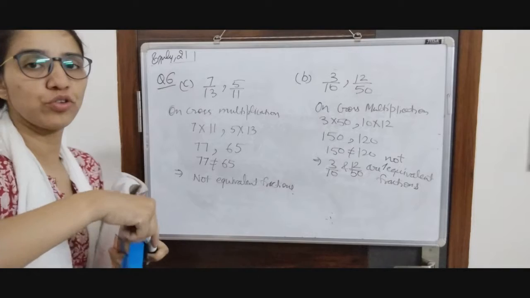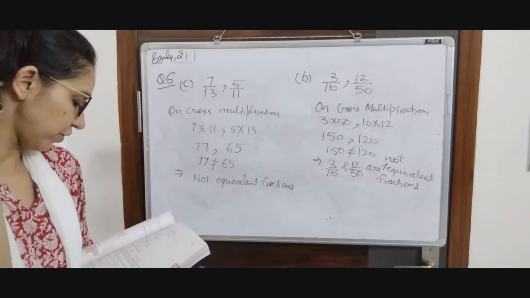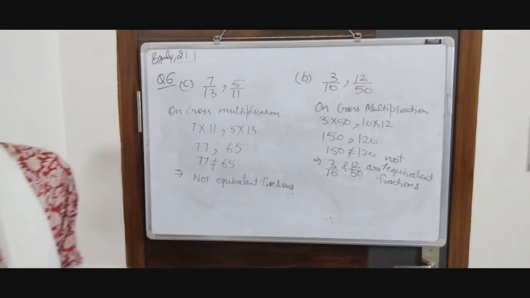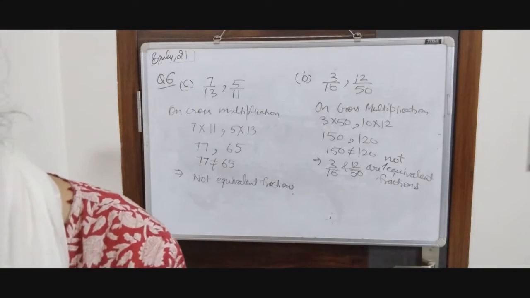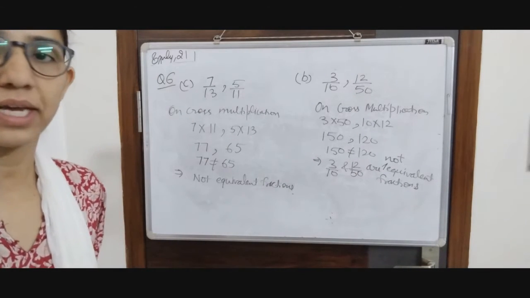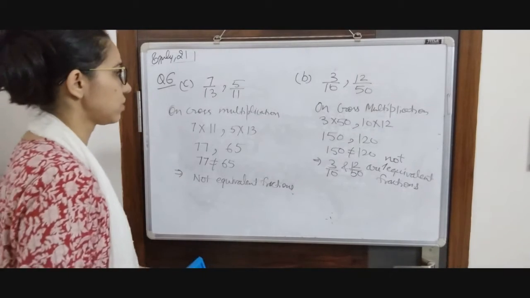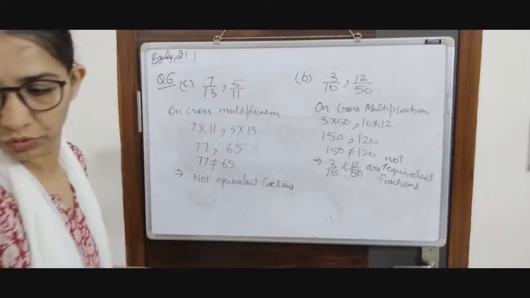So next is our question number 7. In question number 7, we have to reduce the following fractions to simplest form. And to reduce a given fraction into simplest form, we need to divide the numerator and denominator by the HCF of the given numbers.